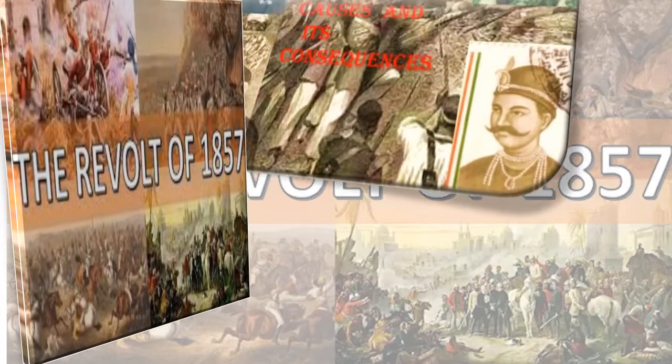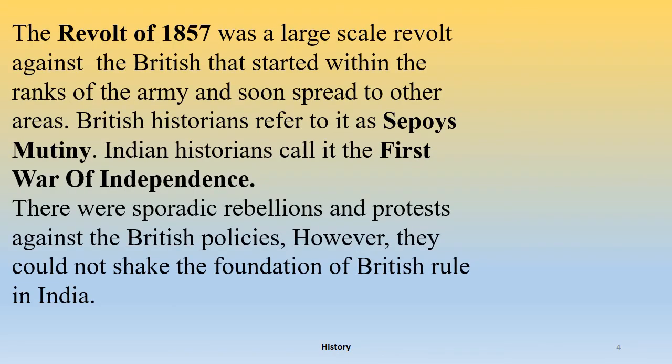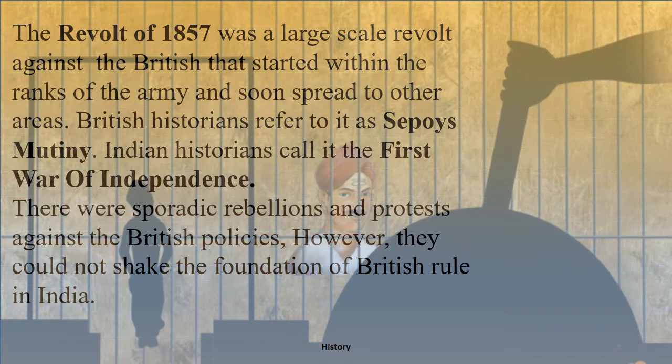Discontent with the British administration in India led to numerous mutinies in 1857 and 1858. The Revolt of 1857 was the first of its kind that brought all the forces in India, such as the soldiers, the rulers, and the commoners, to rise against the British forces. It was a large-scale revolt against the British that started within the ranks of the army and soon spread to other areas.